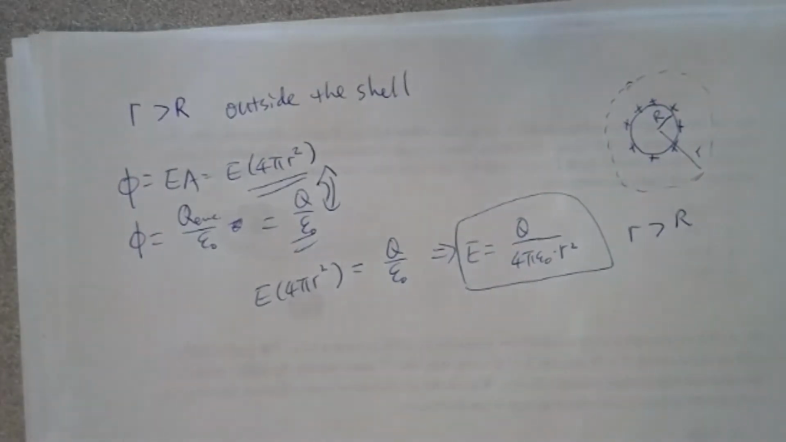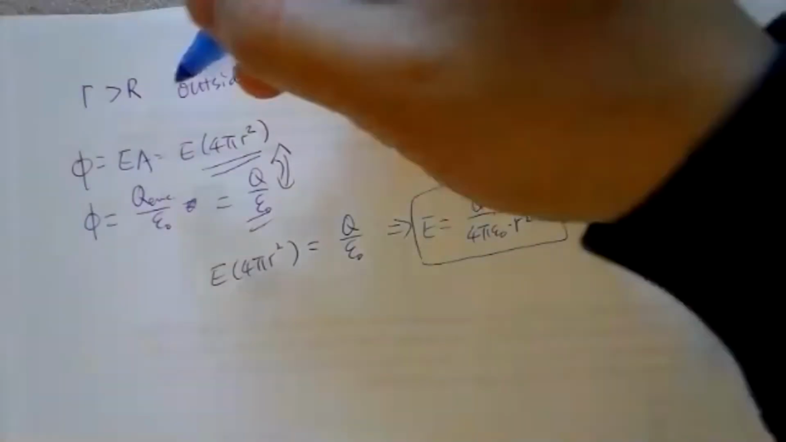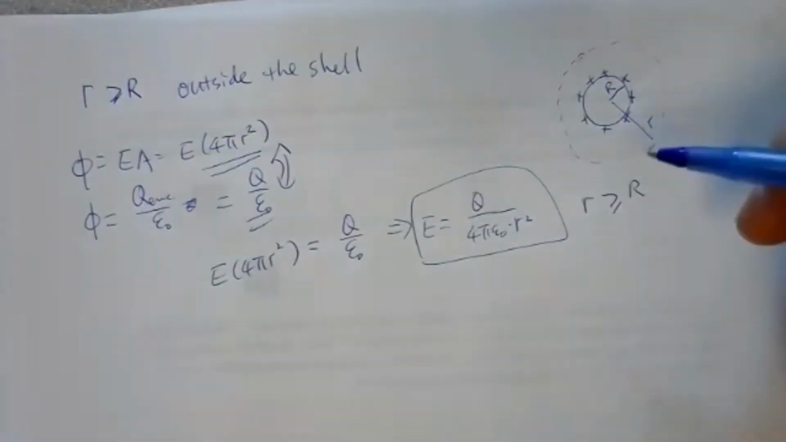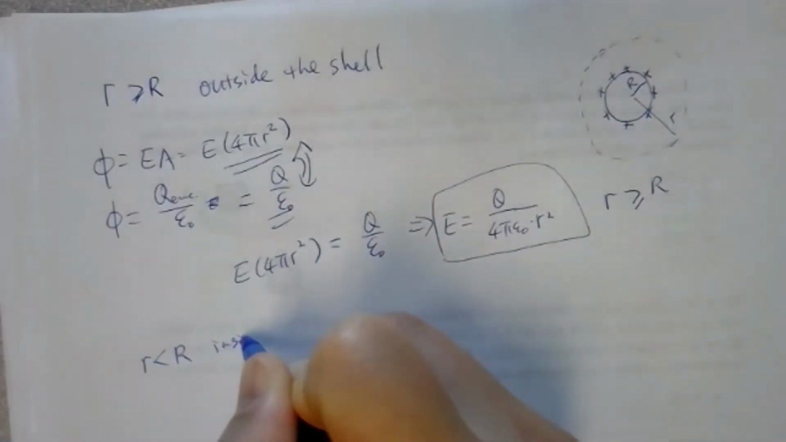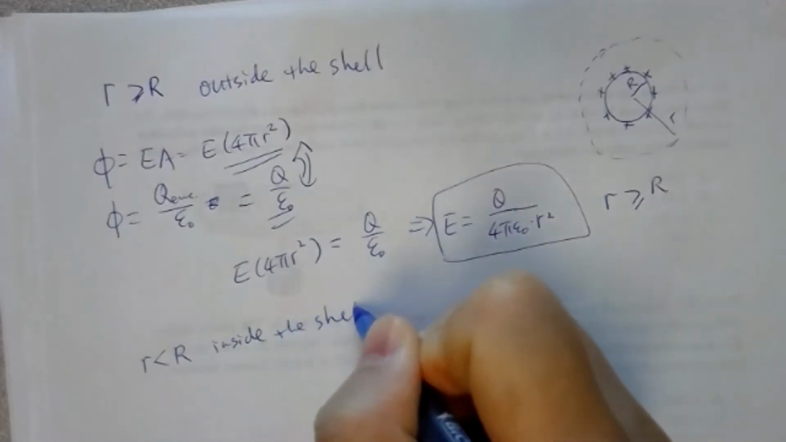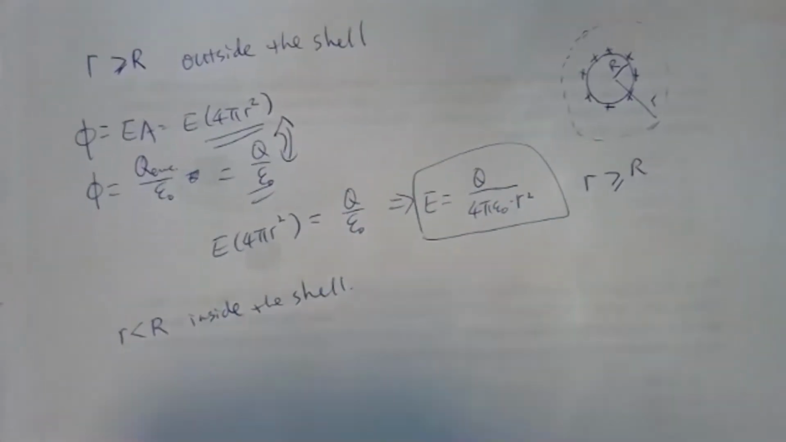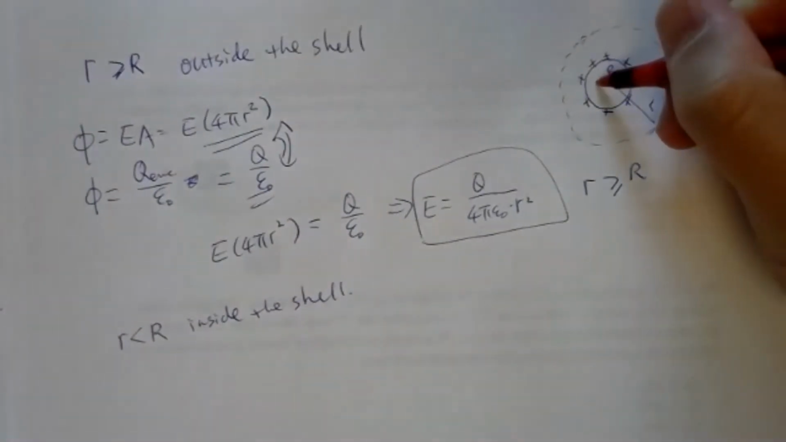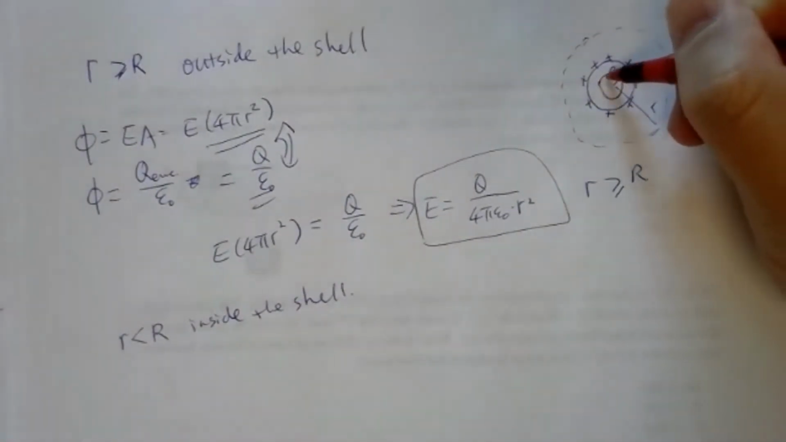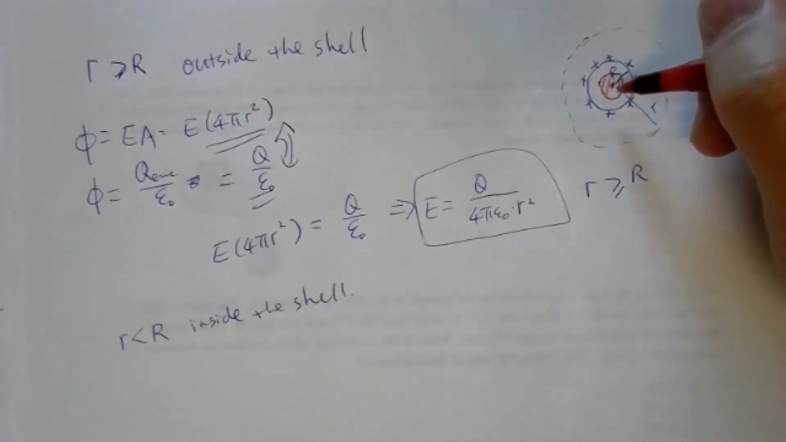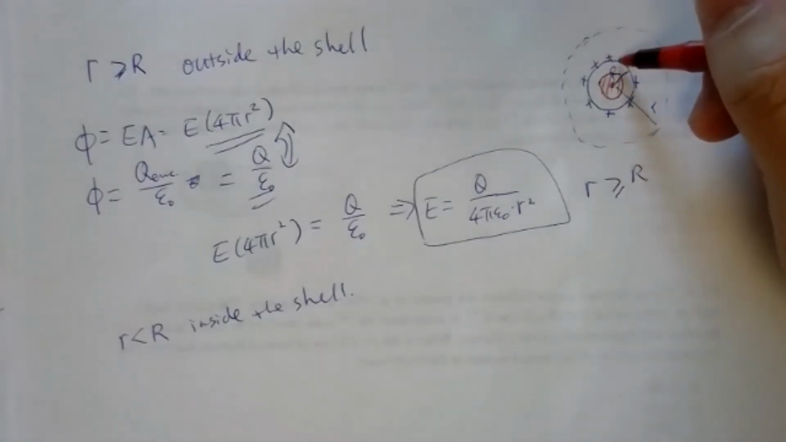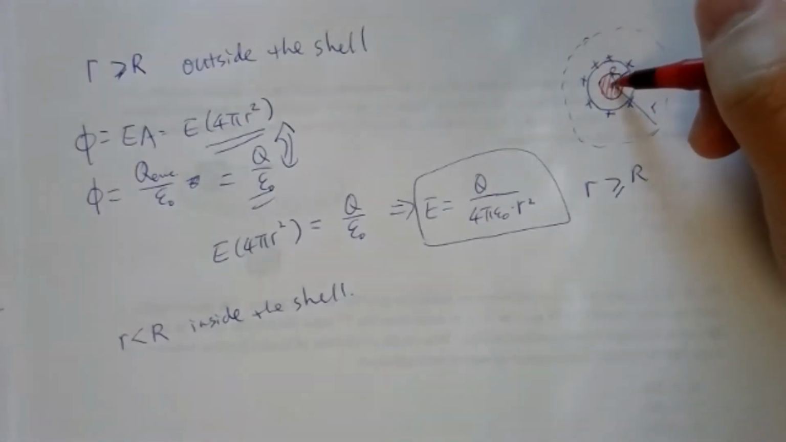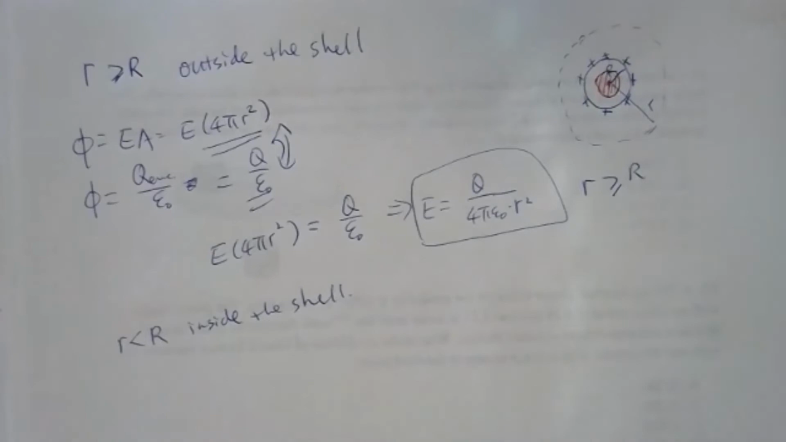You can put that equal sign, just on the shell, it will be the same. Now inside the shell, if you draw a Gaussian surface, this spherical volume does not enclose any charge, because the charge is on the shell. You are inside the shell, so it doesn't enclose any Q.